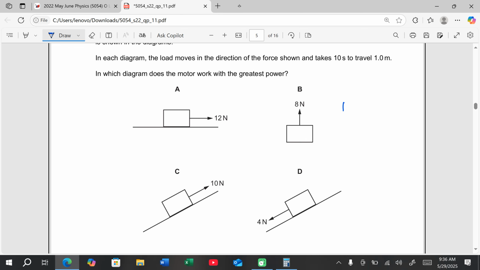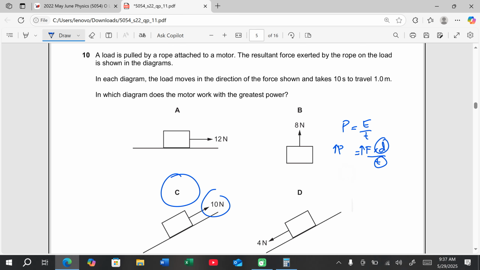So power is equal to energy over time. Energy is equal to force times distance, over time. Since these two are constant, it is going to depend on the force. The greater the force, the greater the power. So this has the greatest force, so it is going to have the greatest power.